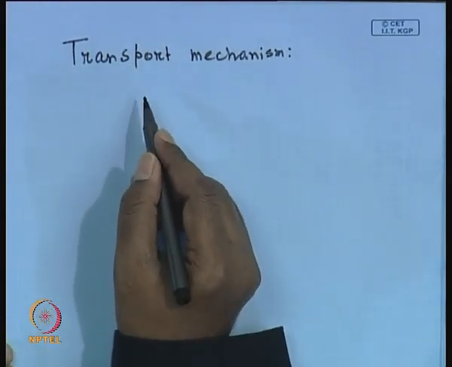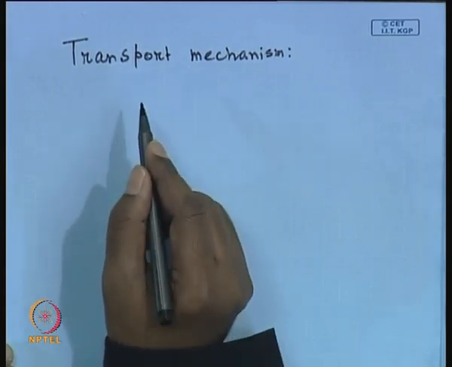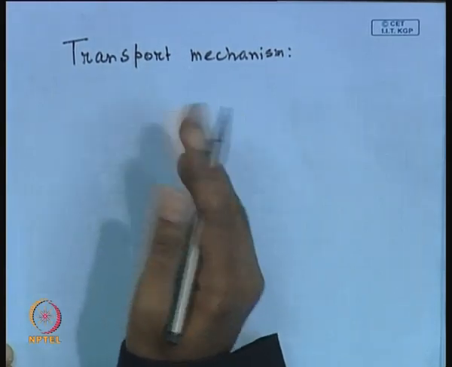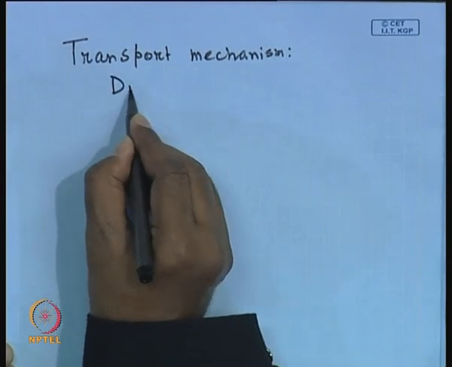The main transport mechanism in dialysis is the concentration difference, the concentration gradient. What is the concentration gradient? What will it cause? It is basically triggering the diffusion of the solutes. So, the main transport mechanism is diffusion.